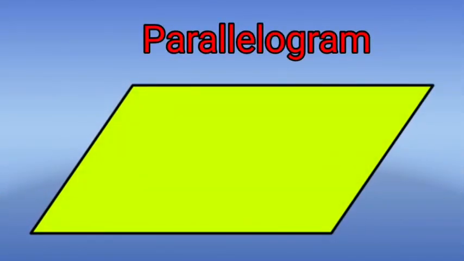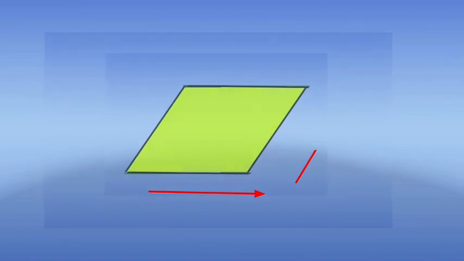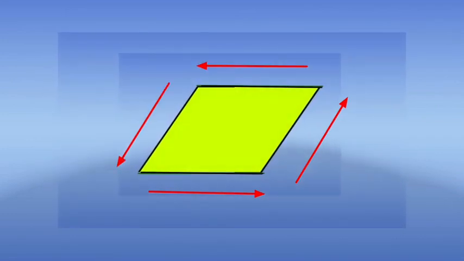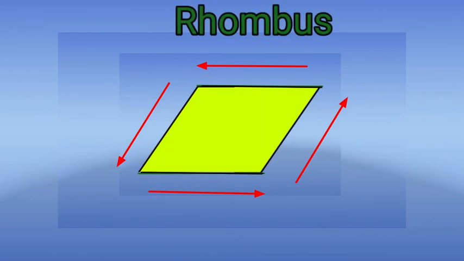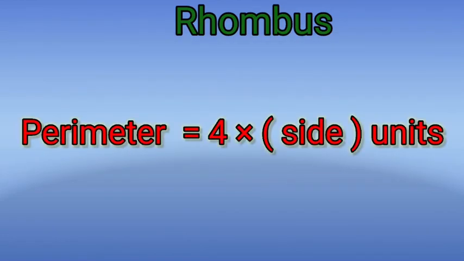In our last class, we studied the parallelogram, which is a four-sided closed figure in which opposite sides are parallel and equal. What if it had been equal in all sides? It would be a rhombus. Yes, a rhombus is a type of quadrilateral having all sides equal, as in a square. Its perimeter is measured the same as a square. That is, perimeter is equal to 4 times its side.